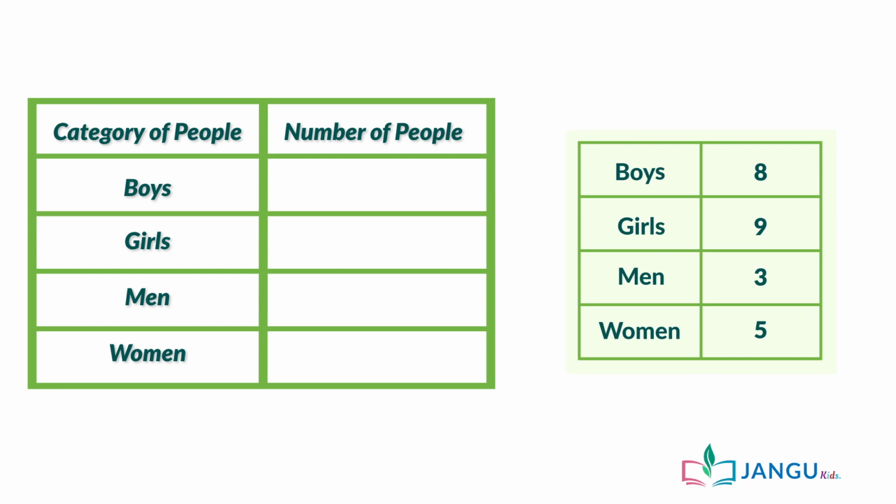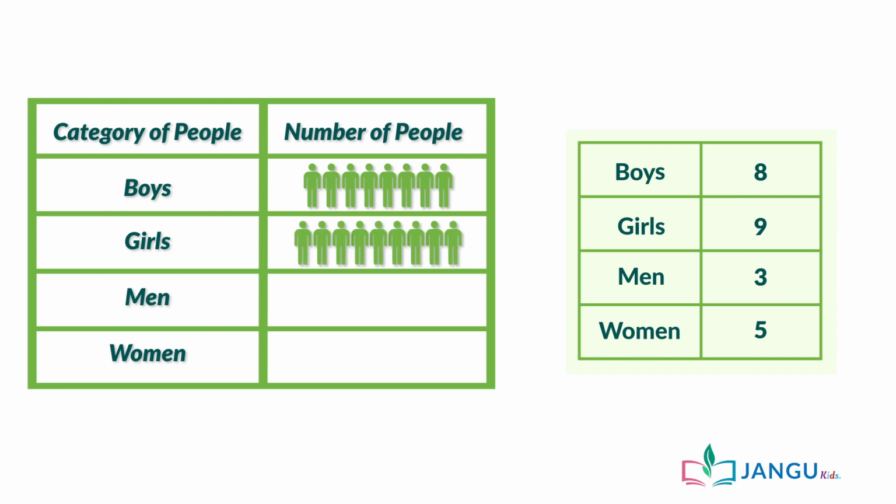How many boys were in church? 8. And the girls? How many were they? 9. How many men were present? 3. And finally, how many women were in church for the Christmas service? 5. Easy peasy.